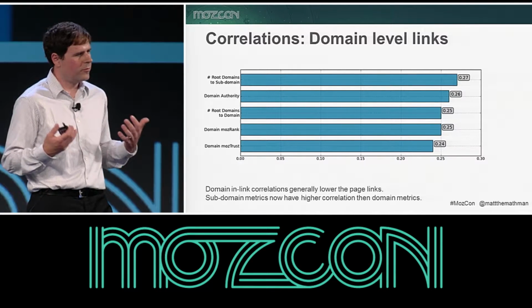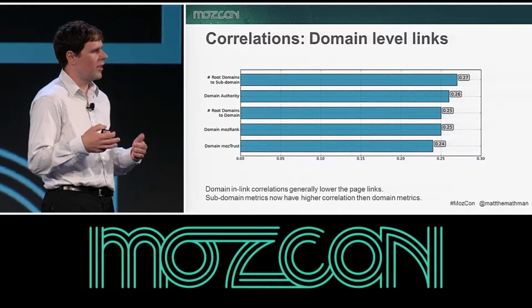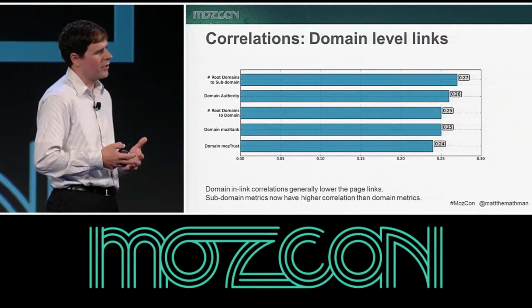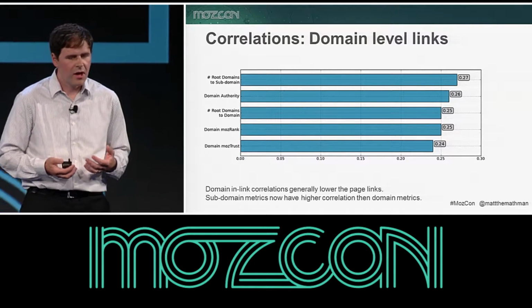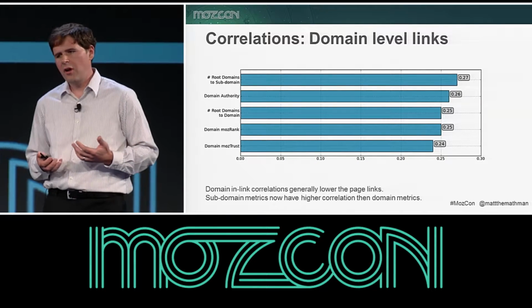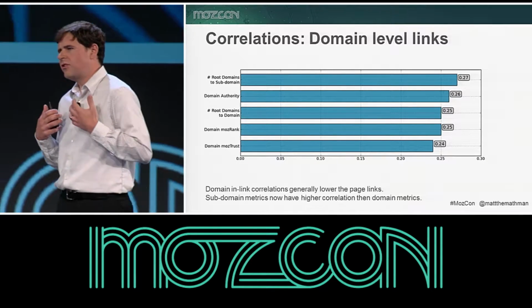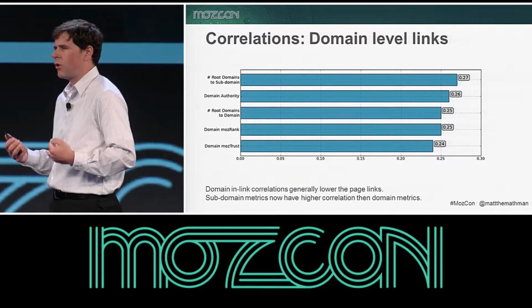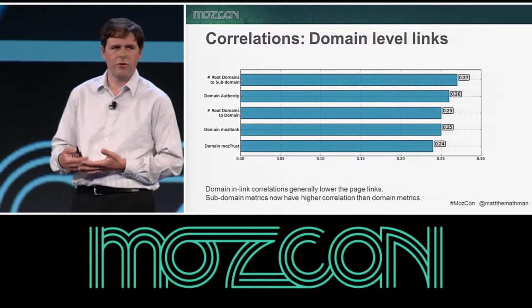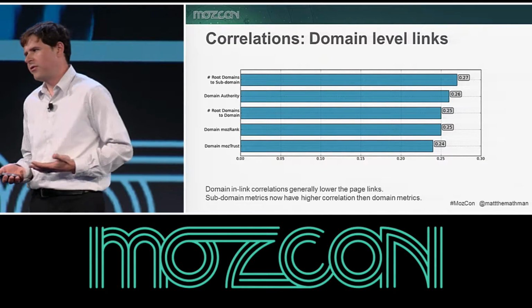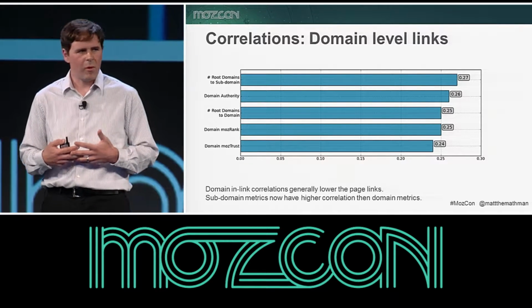Okay, so moving on to domain level links. So these are links pointing to the actual domain or the subdomain that the page is on. And we see a couple of interesting things here. Number one, we actually see higher correlation values for links pointing to root domains over subdomains. This is the first time that we've seen this. And I'm not sure exactly why this is.